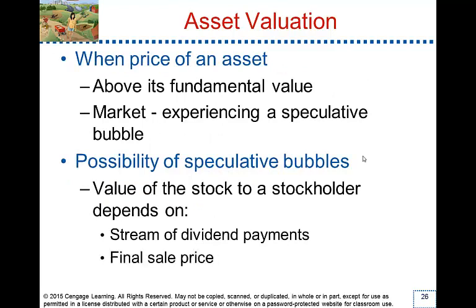Sometimes you get a whole class of assets, and we've seen this lately in the biotech stocks, where there was a kind of frenzy. The price of these stocks got bid up way above their fundamental value, and you get what we call a speculative bubble, where suddenly the bubble bursts and everyone starts to sell like crazy and the prices collapse.